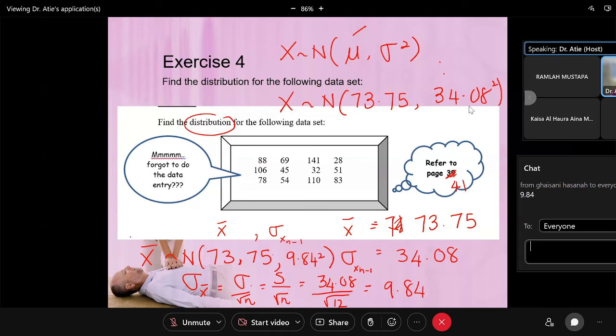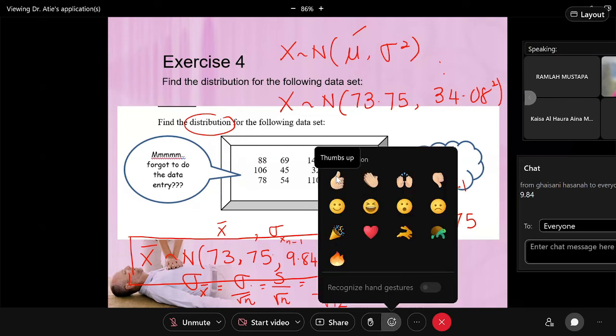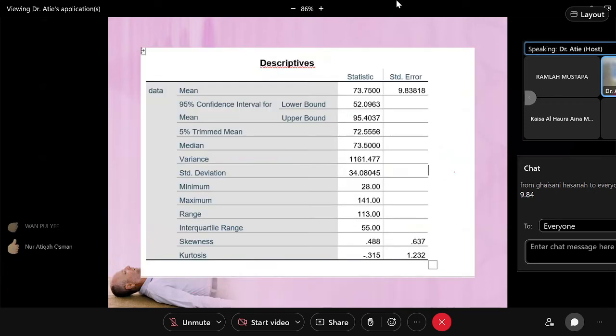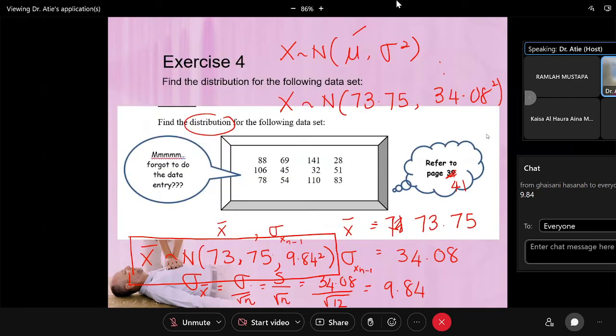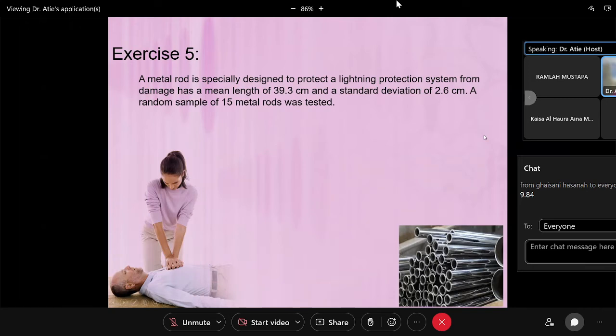So just make sure I always want you to box your new distribution or your answer. So that will be the answer for the distribution of this sample, small sample, right? Is everybody okay? Right. So we are going to do the SPSS, and we will check again whether SPSS will give us the same answer or not.